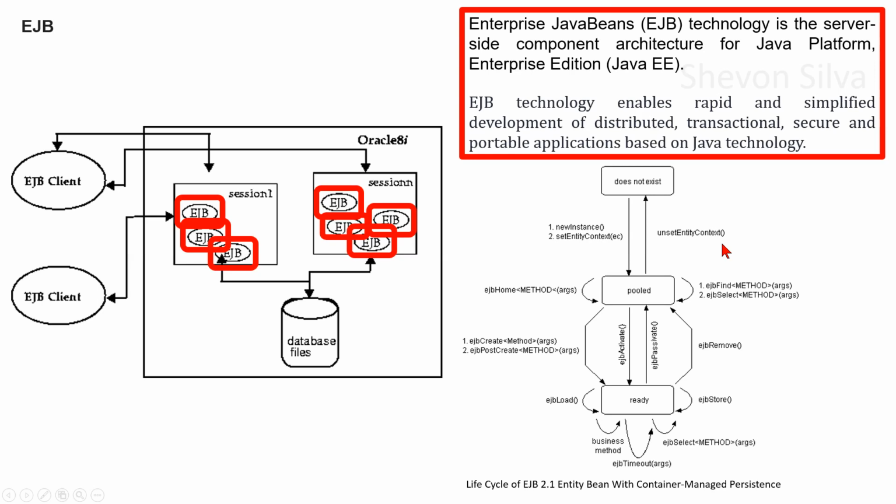The EJB 2.1 enterprise bean life cycle methods are specified in the javax.ejb.EntityBean interface that an entity bean with container managed persistence must implement. For EJB 2.1 entity beans with container managed persistence, you must at least provide an empty implementation for all callback methods.